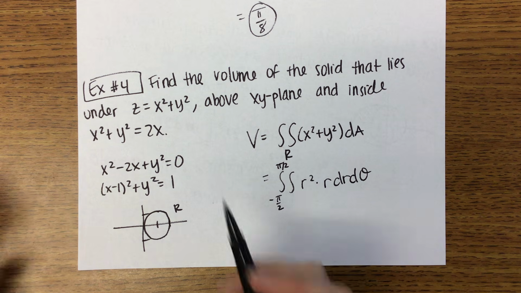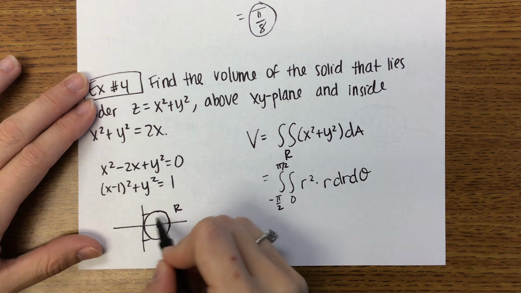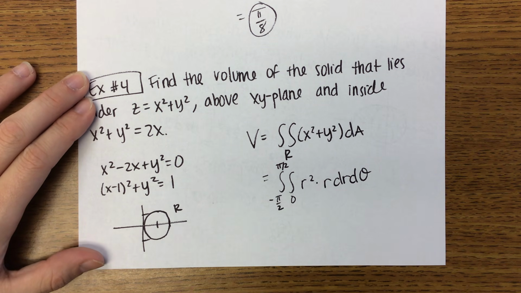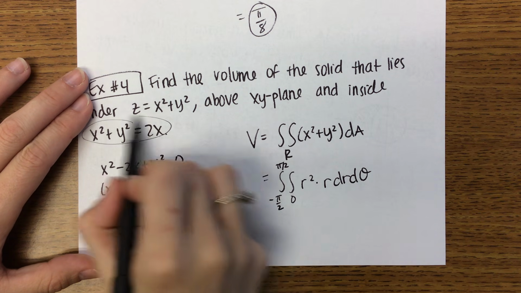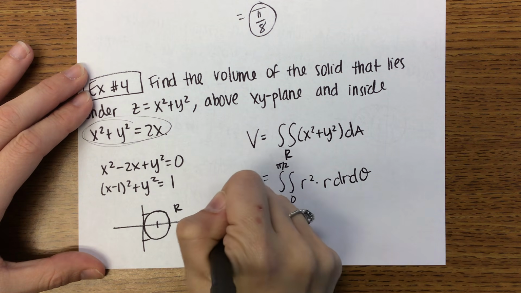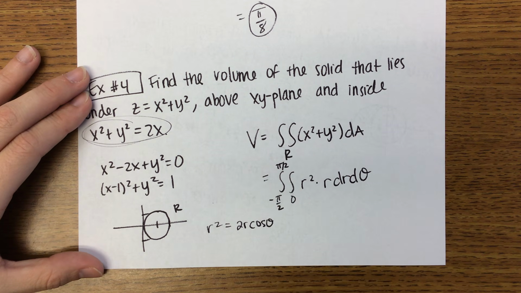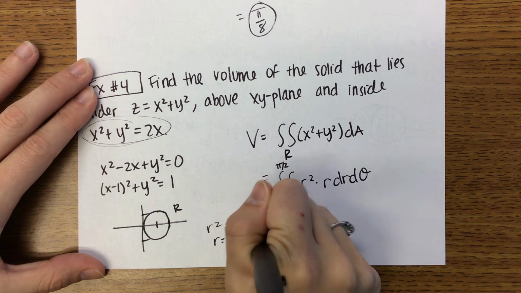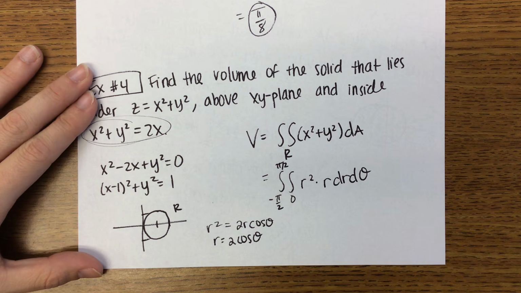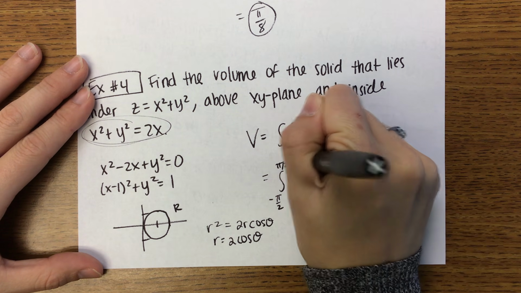For r, r starts at 0, and it goes then to the circle. So we're going to have to put that circle in terms of r. If we start up here, we get r squared equals 2r cosine theta. Dividing by r, we get r equals 2 cosine theta. So that's the equation for the circle. That then will be our upper bound for r.